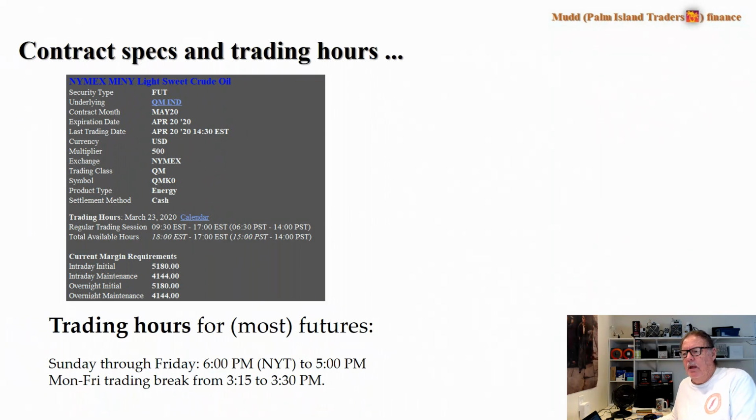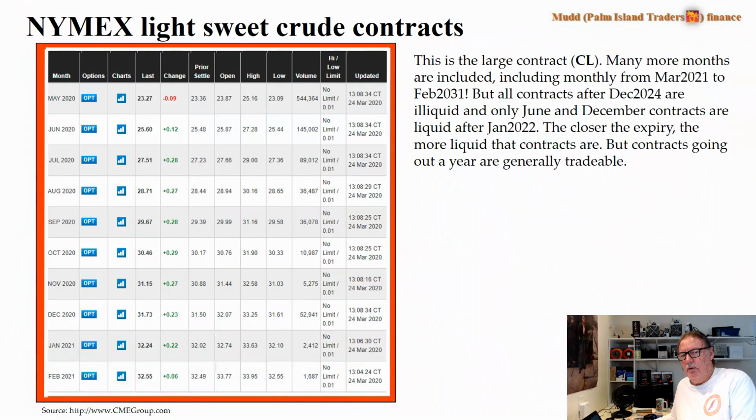Now, the trading hours for most futures, it does vary a little bit, is Sunday through Friday from 6 p.m. New York time to 5 p.m., meaning, in other words, it's closed from 5 until 6. And Monday through Friday, there's a trading break from 3:15 to 3:30 p.m. for most contracts. Not all contracts. Some of them have a trading break from 4:15 to 4:30, from what I understand. And so you always have to look and see where your option ceases to trade. Now, that, of course, means that you have a market that's trading around the clock.